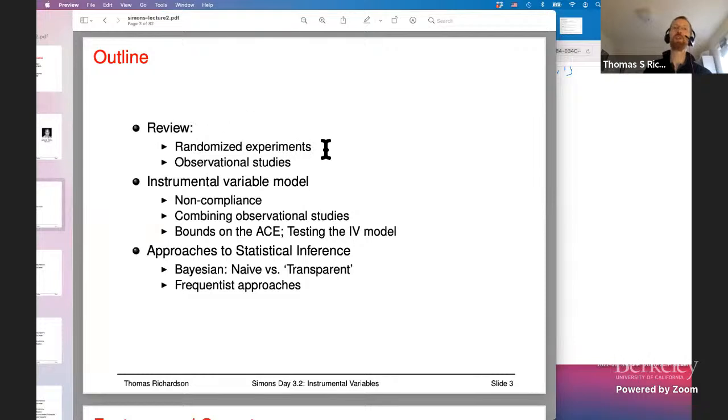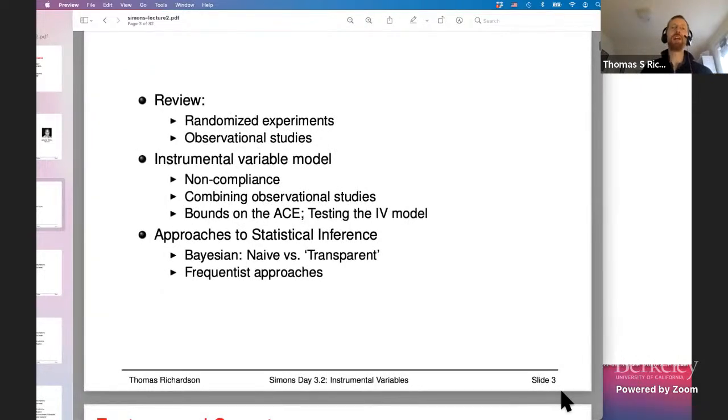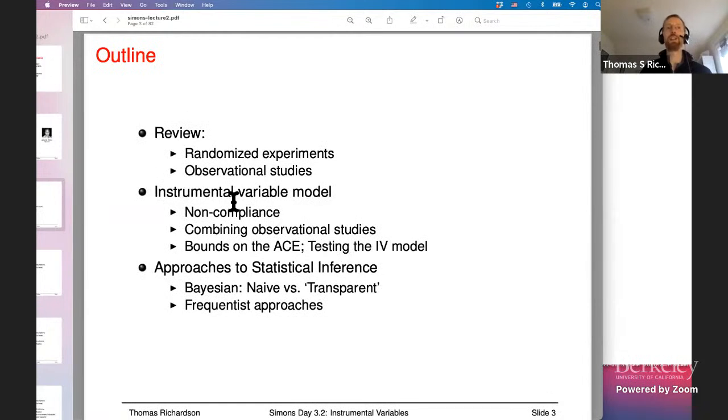I'm going to very briefly review some points relating to what I just showed you. I'm going to talk about the instrumental variable model, and I'll motivate that by non-compliance. And we'll think about that in terms of combining observational studies, which will build on what we just did previously. That will lead to bounds on the average causal effect and tests of the IV instrumental variable model. And then what I won't have time to go all the way through is describing approaches to statistical inference.